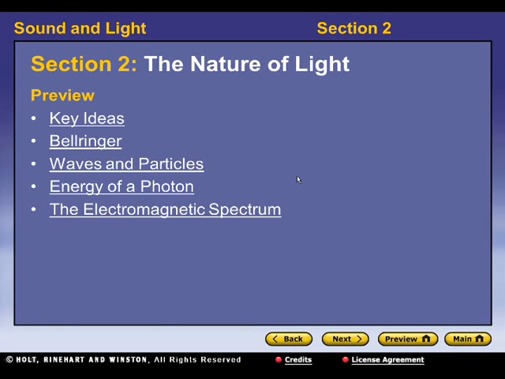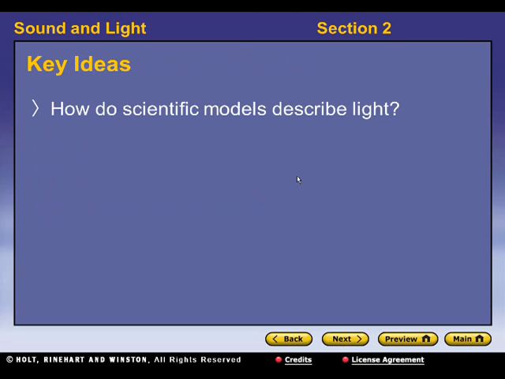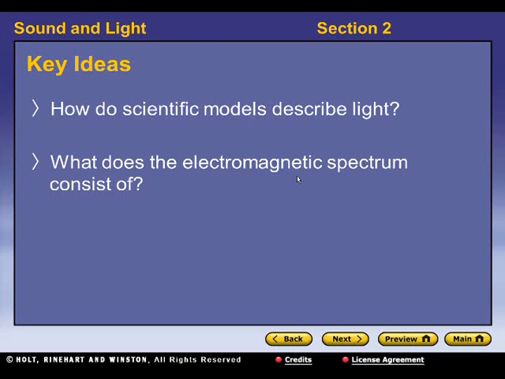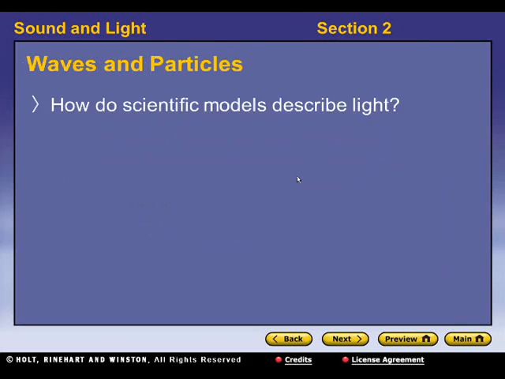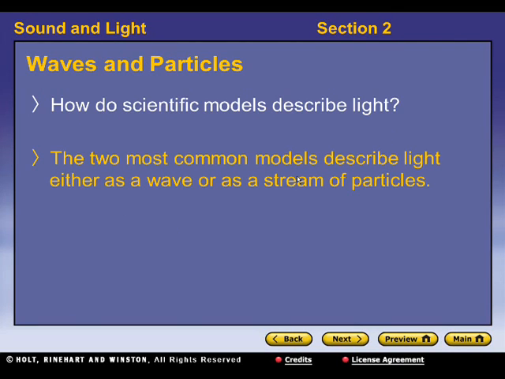Okay, welcome to Chapter 16, Section 2, Nature of Light. So, key ideas. How do scientific models describe light? What does the electromagnetic spectrum consist of? And so let's get started here with it. How do scientific models describe light?